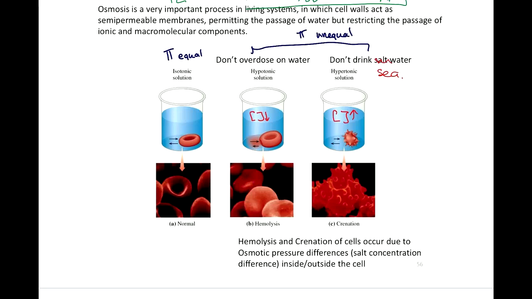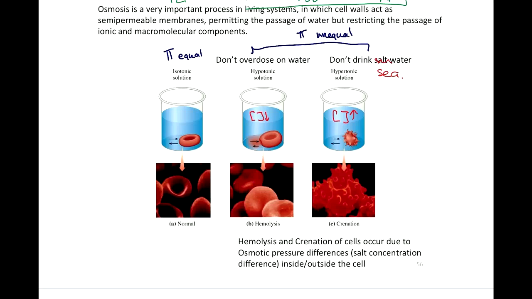So drinking a normal amount of water every day is fine. It's counteracted with the salts that naturally occur in the foods that we eat. But it's when you're doing really strenuous activity, sweating a lot, drinking a lot of water, it is important to replenish your electrolytes through a sports drink or something like that so you feel better.